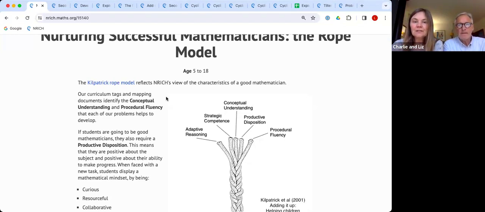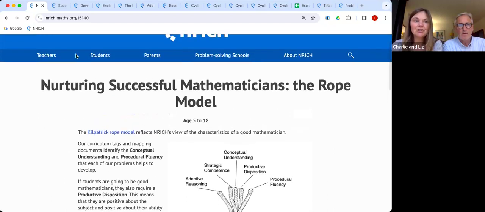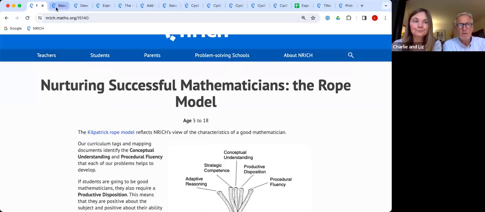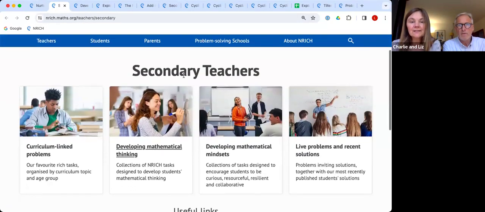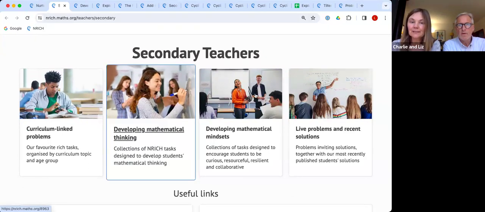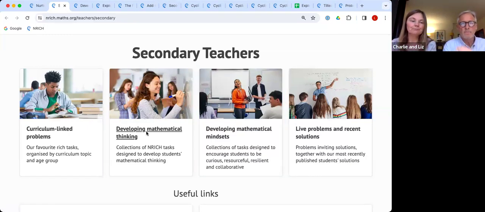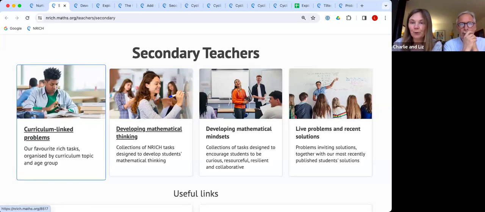Now, if we go to the secondary teacher landing page, to get there I would use the teacher menu on the left-hand side. You can see that in these first three boxes, the way that we've organized the resources, we hope, fits very nicely with the Kilpatrick model. On the left-hand side are curriculum-linked problems. Those are the way that you might access resources if you're thinking about the conceptual understanding and the procedural fluency as your main focus, perhaps.